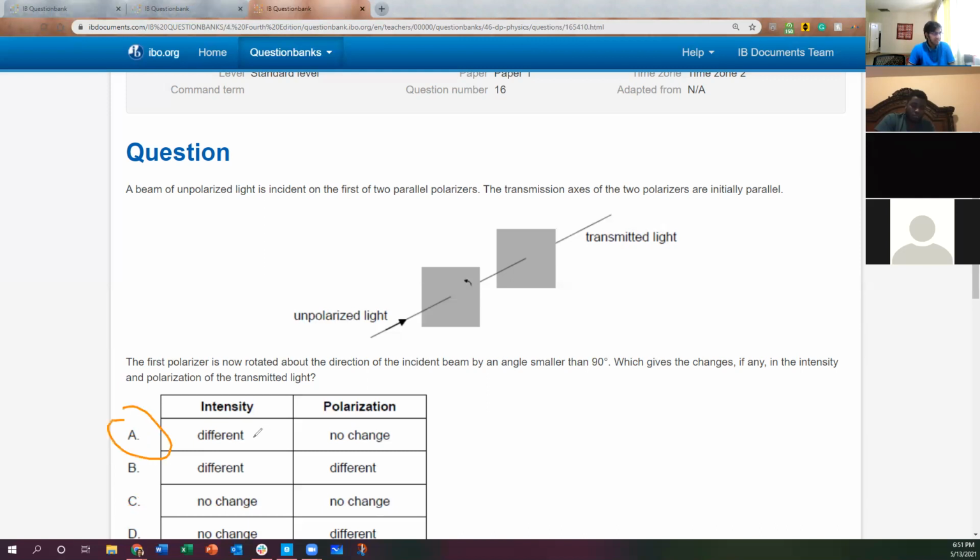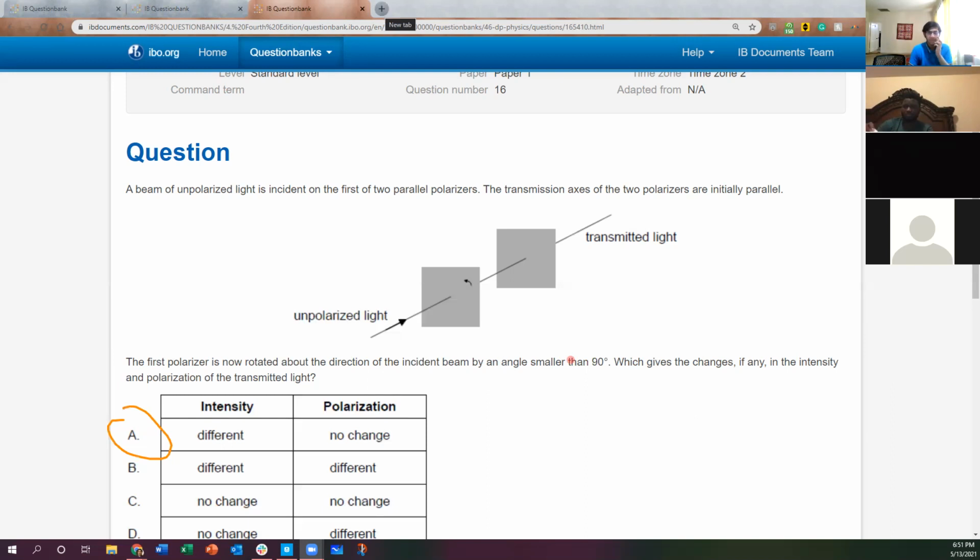So we know that the intensity is different, as we talked about. Why would the polarization not change? What does that even mean? I'm confused by that. What does it mean for a polarization to change? You guys know what that means? I'm not exactly sure.